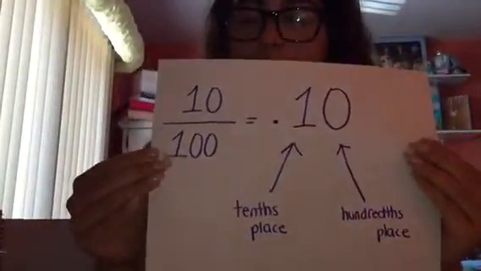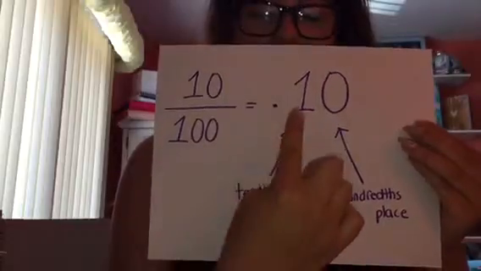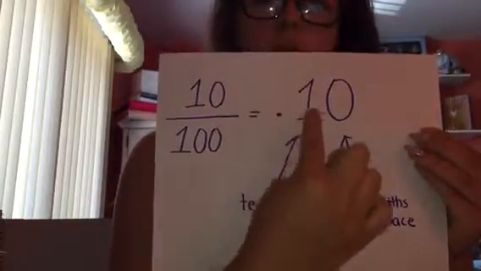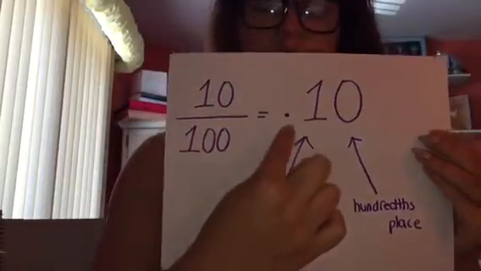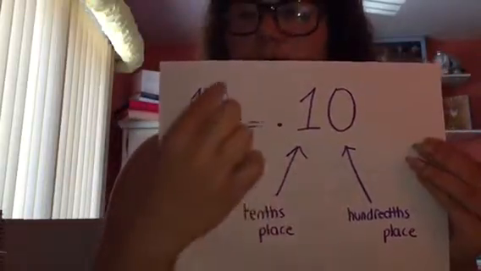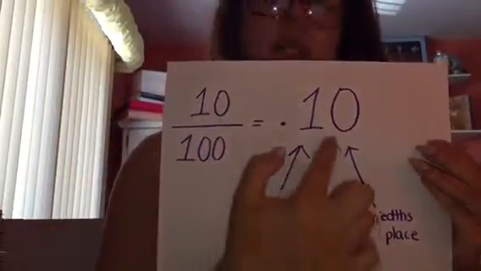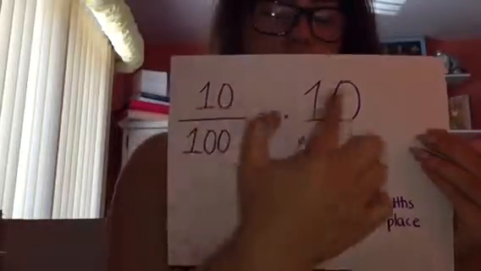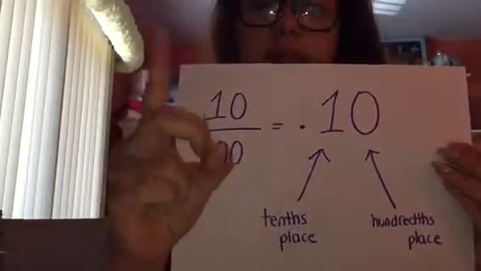What I'm going to start by doing is showing you what 10 over 100 looks like in decimal form. Here we have 10 over 100. 10 over 100 is equal to 0.10. The 1 in the tenths position gets transferred to the tenths place. And the 0, because there are 0 ones in 10, goes to the hundredths place. So the 0 corresponds with the 0 in the hundredths place, and the 1 to represent the tenth goes in the tenths place.